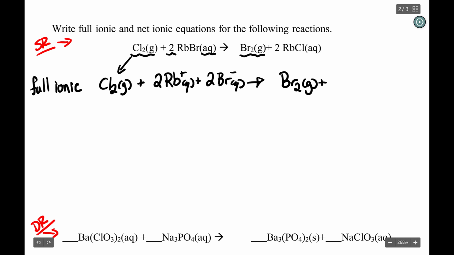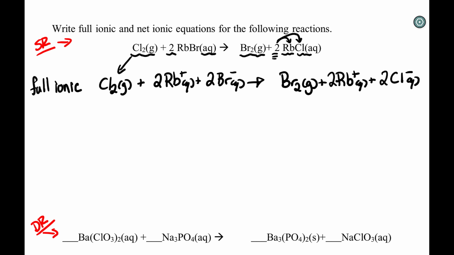Now, when I look at the RbCl aqueous, those are ions in solution, so I do have to split them into two parts, Rb plus and Cl minus. So this would be Rb plus aqueous and Cl minus aqueous. Now again, they have a coefficient of 2, so there's 2 Rb pluses and there's 2 Cl minuses, and I'm going to include that. So there's my full ionic equation. It is showing everything as it is at the molecular level. This is a much better description of this reaction than this single replacement.